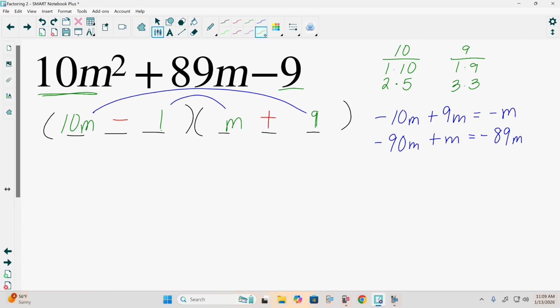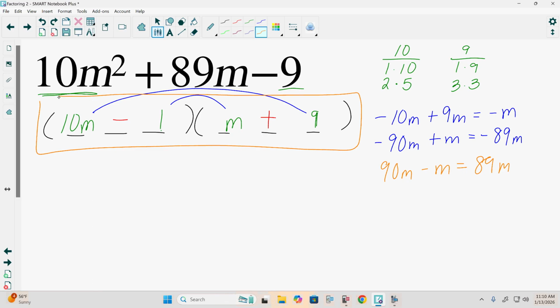the signs, which would now change it to positive 10 times positive 9, giving us positive 90m. Negative 1 times positive m would give us negative m, telling us that we have 90 minus m, which would give us our positive 89m. Now it is possible to fix the sign error without changing the signs, but to do that we would have to switch the 10m and m and the 1 and 9. We'd have to actually flip everything but the signs. I think it's a little bit easier just to flip the signs than it is to switch everything else.